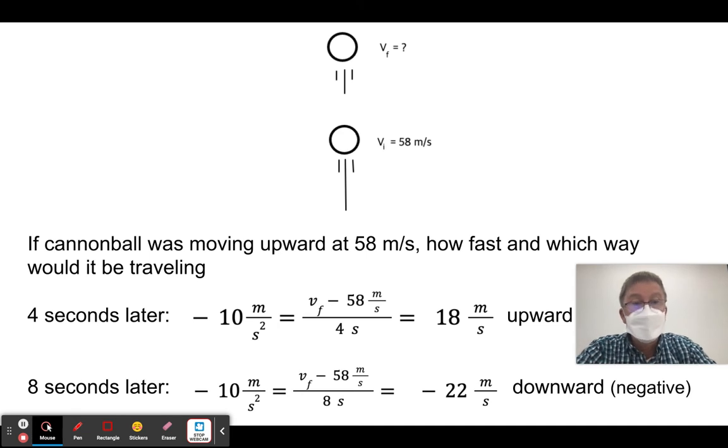So that means the acceleration is equal to delta v over delta t. Hang on a second.